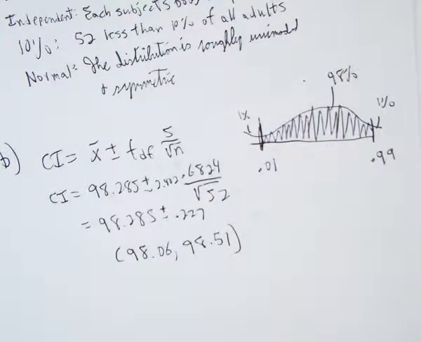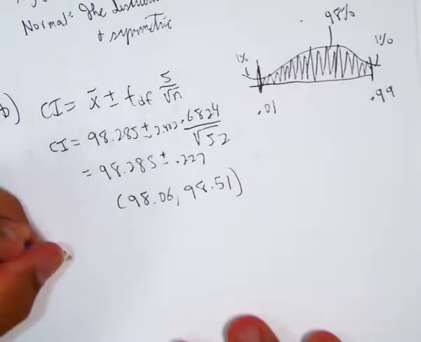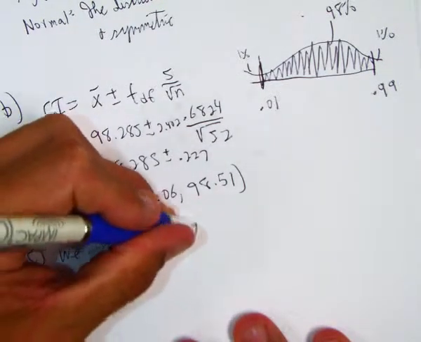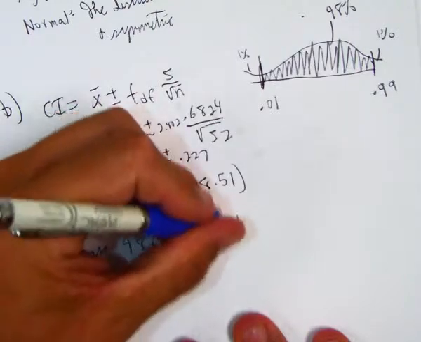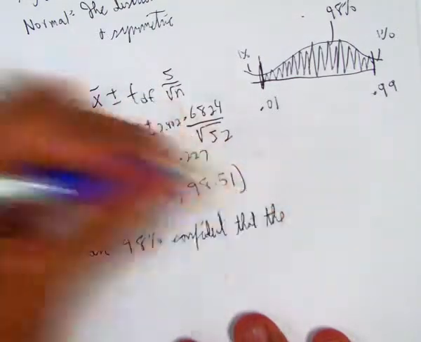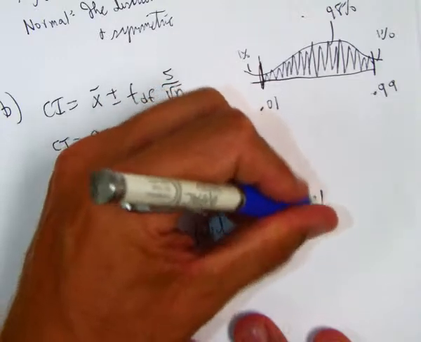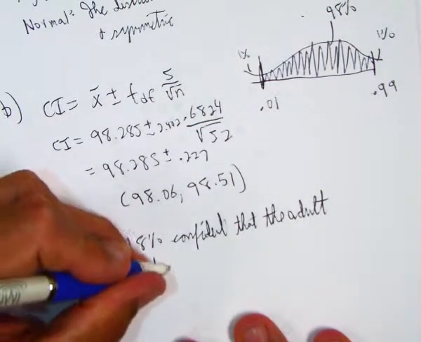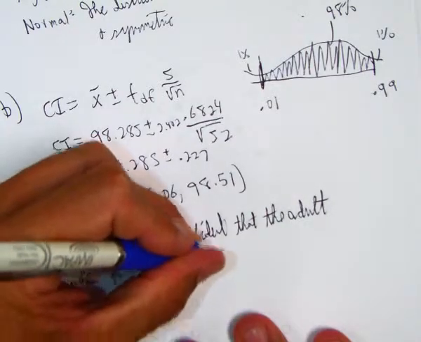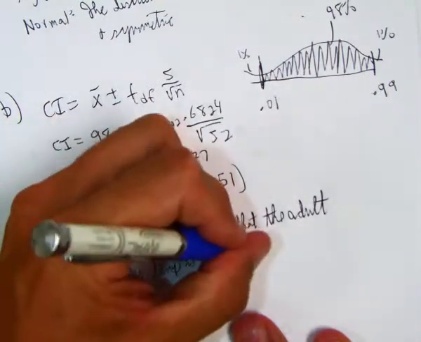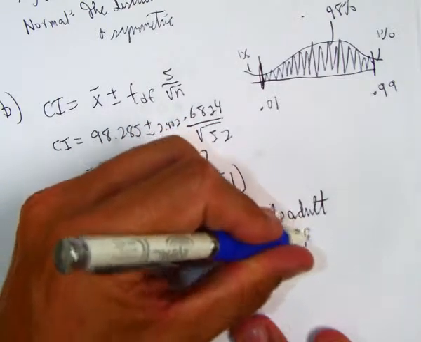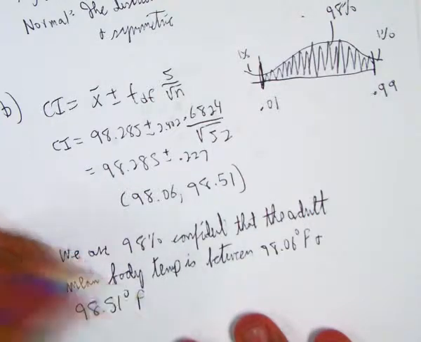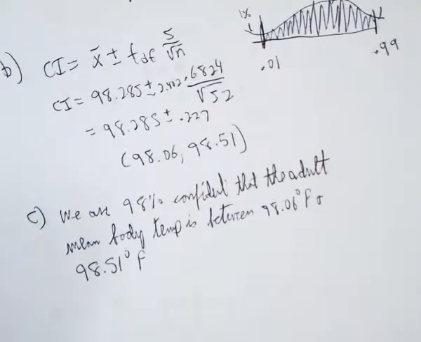Explain the meaning of this interval. So we are 98% confident that the adult mean body temp is between 98.06 degrees Fahrenheit and 98.51 degrees Fahrenheit. Okay? So that's the interpretation.